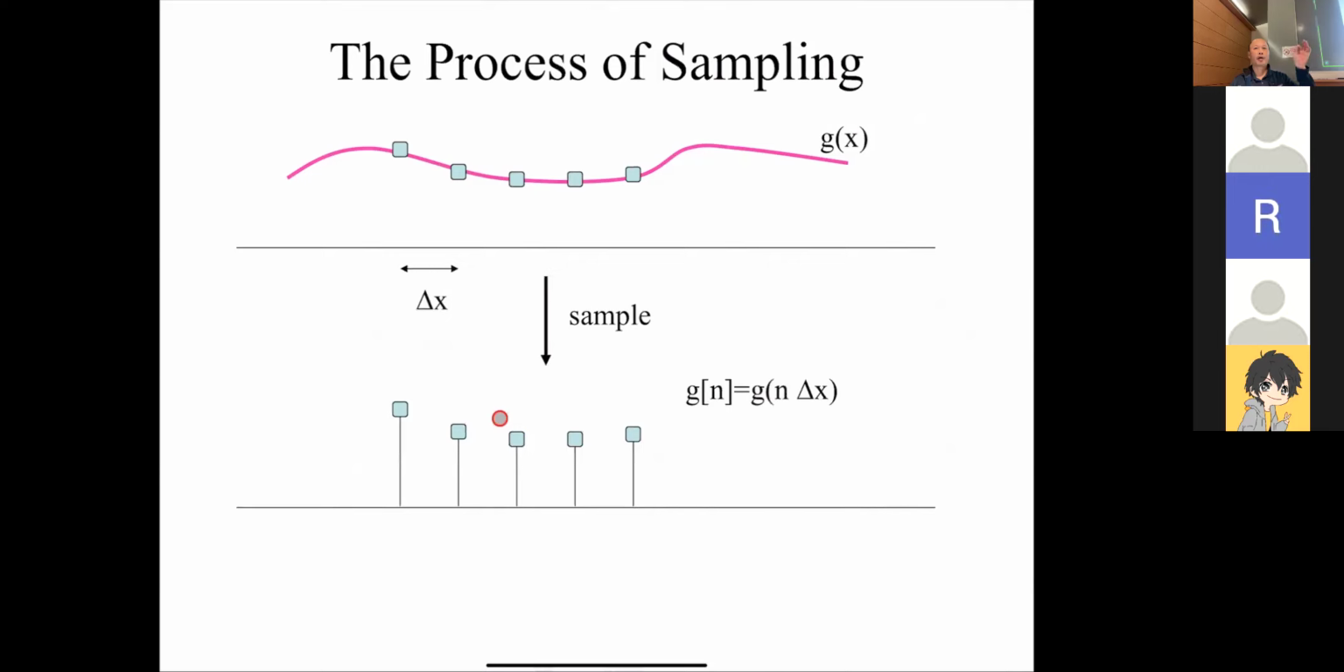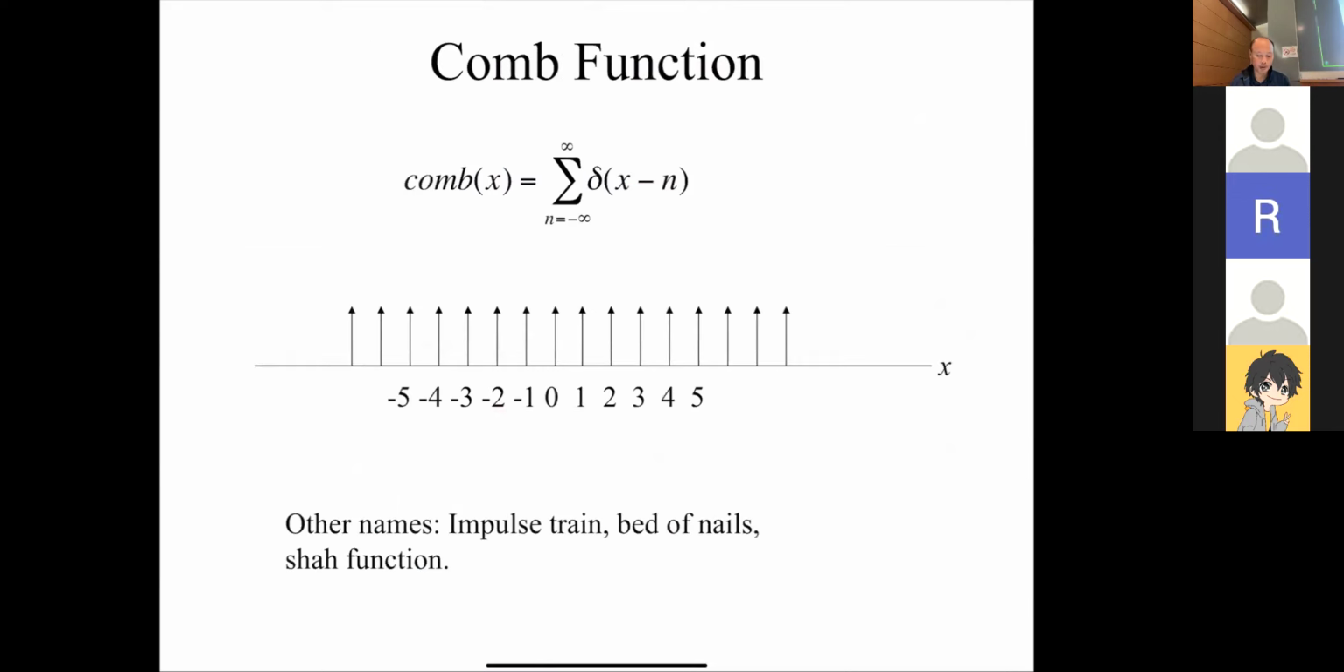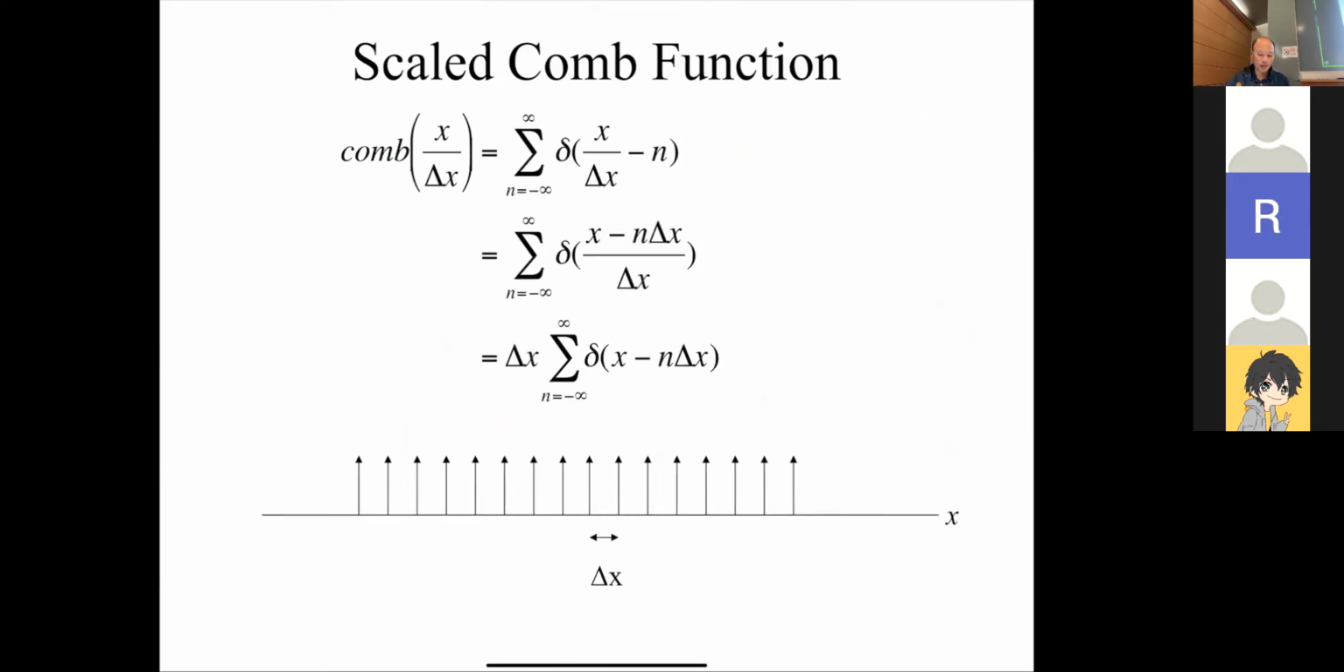Same thing with MRI. I can't afford to get infinite resolution in K-space, so I need to sample K-space. So I need my comb function, which looks like this, with spacings 0, 1, 2, 3. I'm just sampling at integer values. Then I want scaled comb functions that have a spacing of delta x. Don't worry about all these leading factors. That's more mathematically correct, but the main thing is I just want something that samples every delta x.